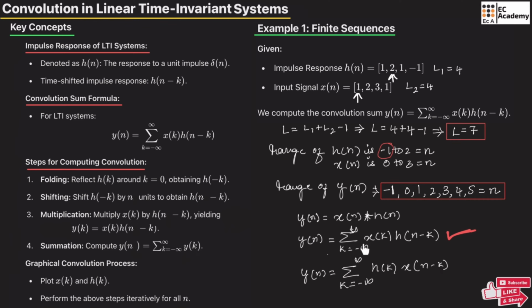If you observe this formula, the sequence x of k is kept as it is. Here the folding operation as well as the time shift operation is performed on h of k, or we can perform the convolution sum operation by keeping h of k as it is and by performing folding and shifting operations on x of k. So this is the input sequence and this is the response of the system, and we can plot this input sequence and the response as x of k and h of k.